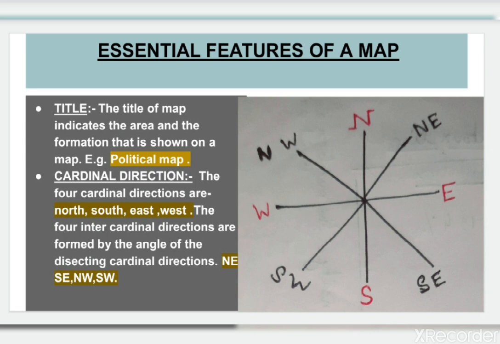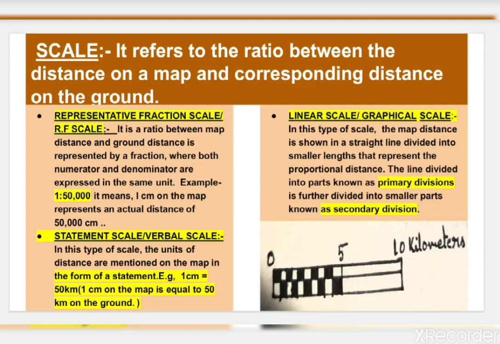What are these? First, title. So the title of a map indicates the area and the information that is shown on a map. For example, political map. Cardinal direction. The four cardinal directions are north, south, east, west. The four intercardinal directions are formed by the angle of dissecting cardinal direction, that is northeast, southeast, northwest and southwest.